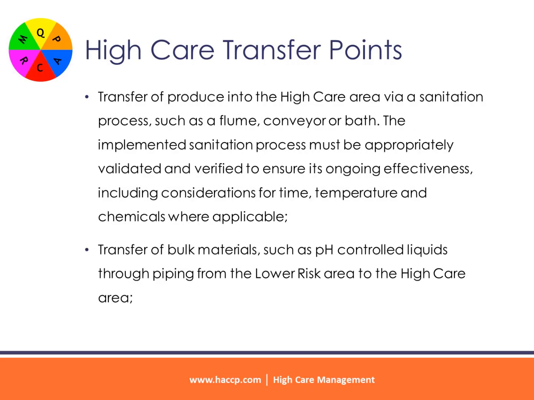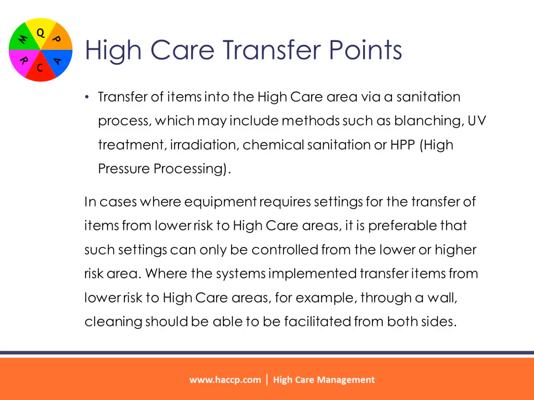Transfer of produce into the high-care area via a sanitation process, such as a flume, conveyor or bath. The implemented sanitation process must be appropriately validated and verified to ensure its ongoing effectiveness, including considerations for time, temperature and chemicals where applicable. Transfer of bulk materials, such as pH-controlled liquids, through piping from the lower-risk area to the high-care area. Transfer of items into the high-care area via a sanitation process, which may include methods such as blanching, UV treatment, irradiation, chemical sanitation or HPP high-pressure processing.